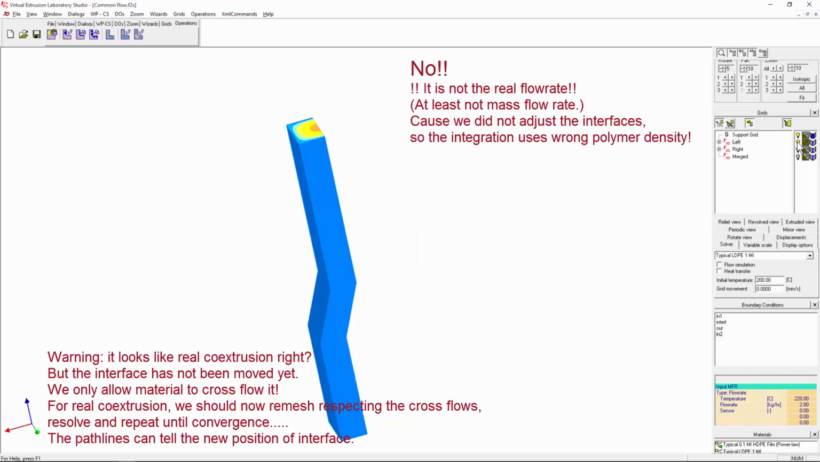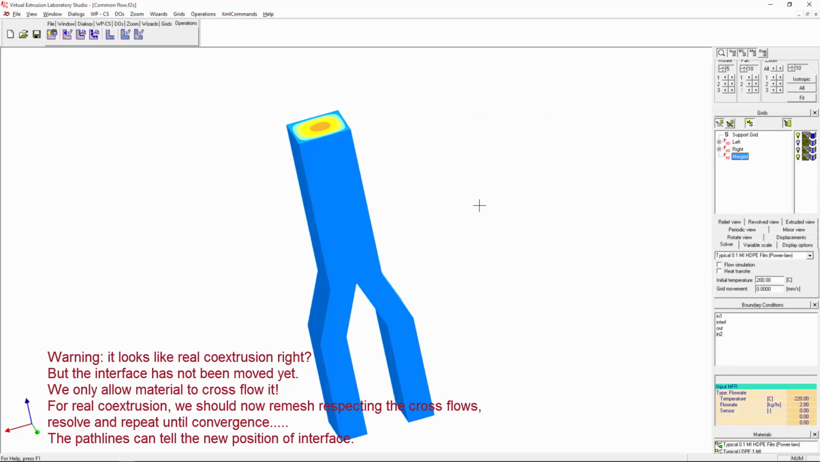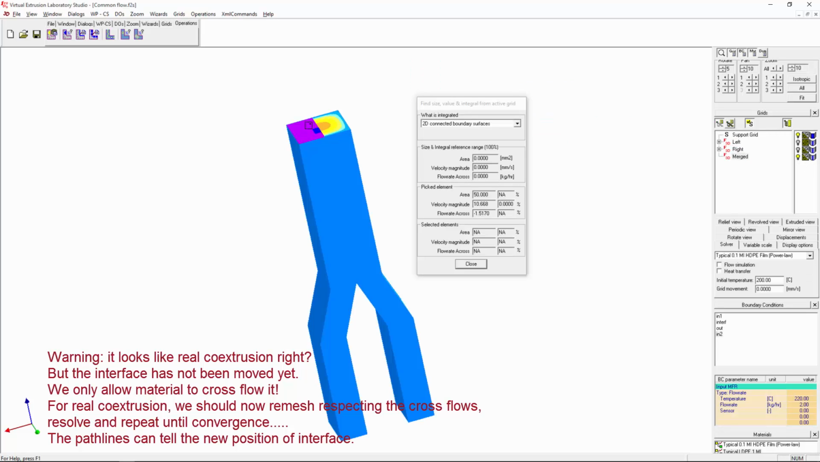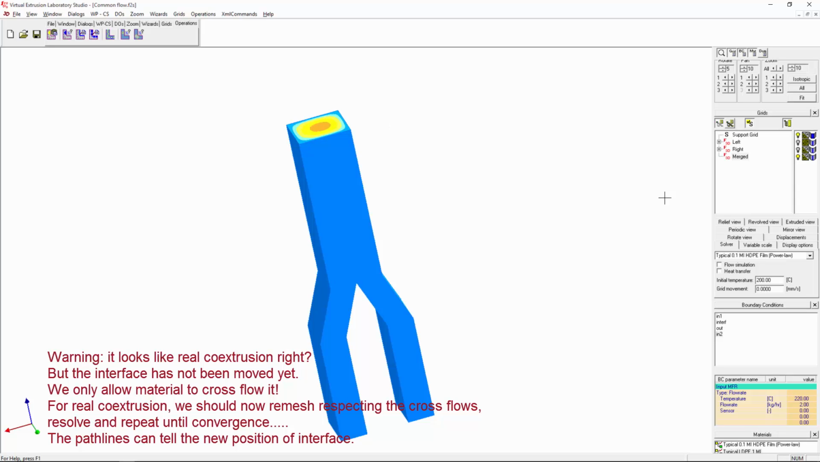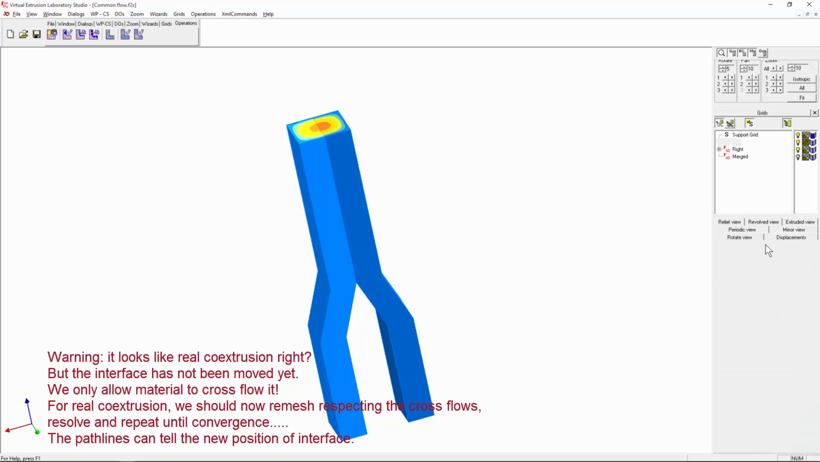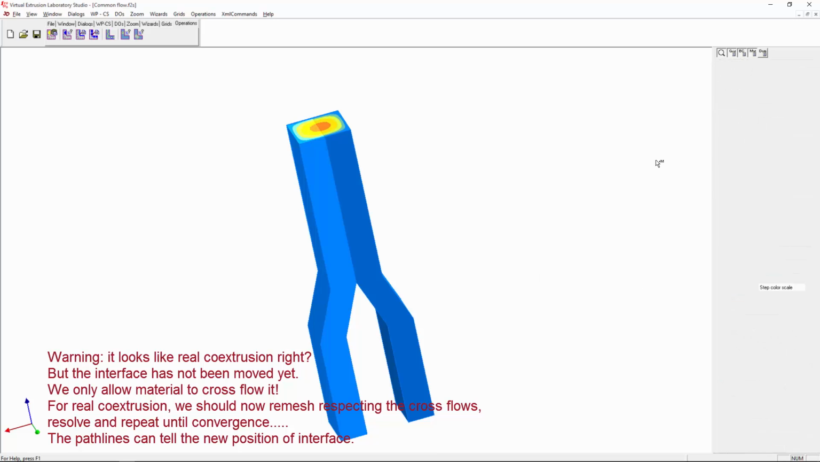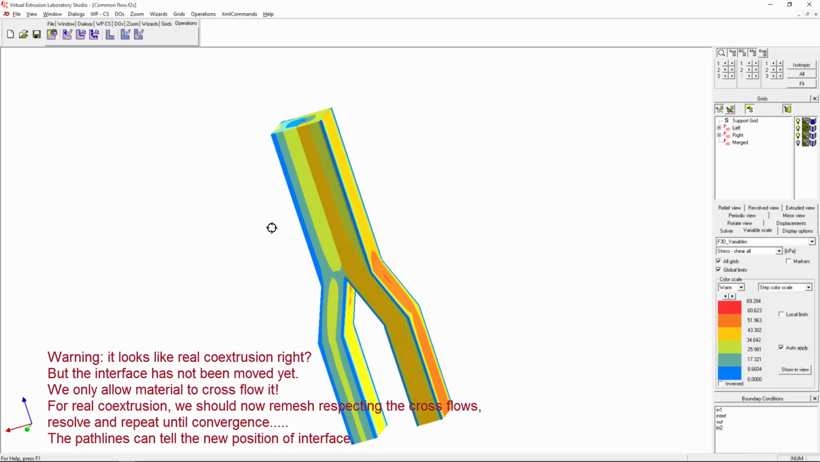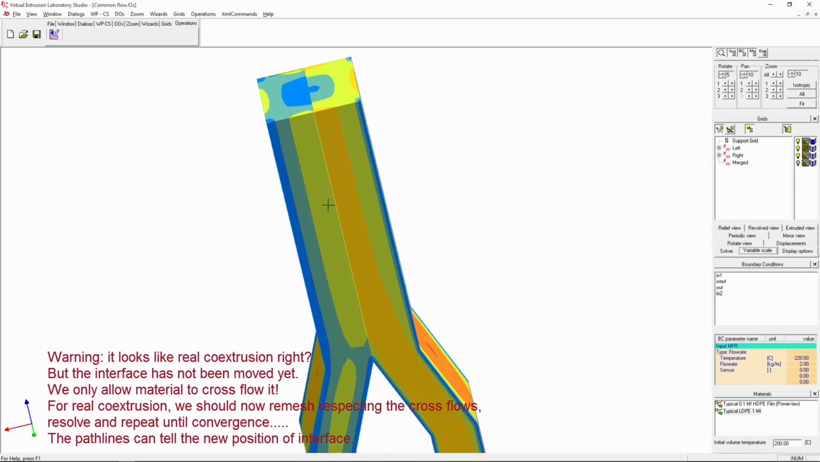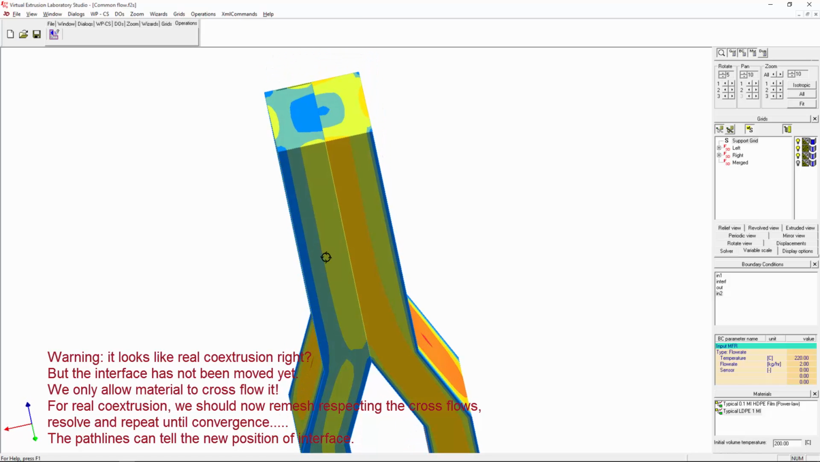If I try to do that, however, on the merged grid, of course, it will give me a flow rate which is not correct. Why? Because it doesn't have two polymers. It can have only one. You see, there is only one HDP. The same is with the stresses. If you go to the left and right, they have correct stresses. So if you choose, let's say, a stress magnitude variable or shear stress for the left and right, you see the correct stresses, and they don't match on the interface. We have different values from left and right.